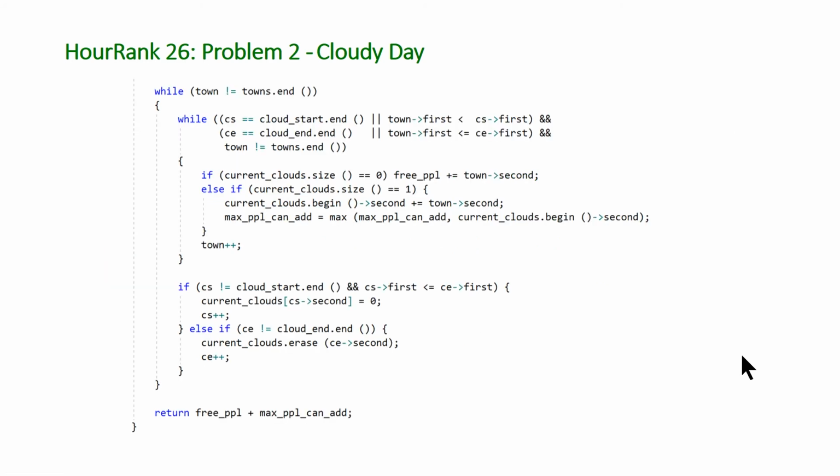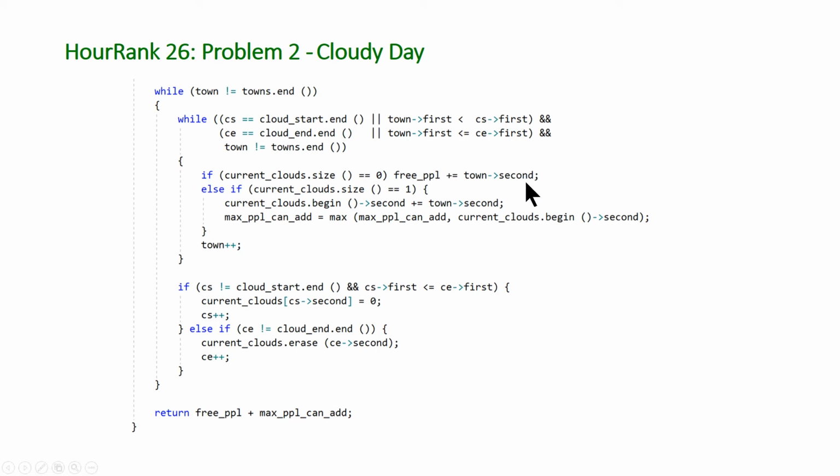Moving on, this is where we do all of our work now. We're going to do this loop while we still have towns left to process. The first thing we are going to do is check: while we don't have to process a cloud, we are going to process towns. So our first statement, if current cloud size is equal to 0, that's the easy case.